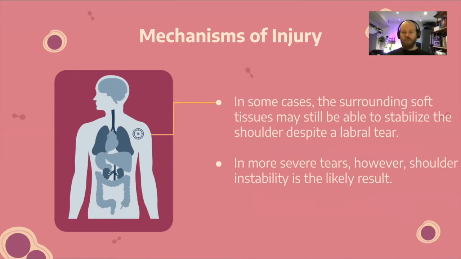In some cases, you do see with slight or moderate tears of the labrum, because of all of the other surrounding soft tissues, the shoulder itself can still be stabilized despite a tear in something like the labrum, because the other subsequent soft tissue layers are able to, in totality, kind of keep that thing together. As the tears get more severe, though, that's not really a possibility, and the end result is that you get shoulder instability.